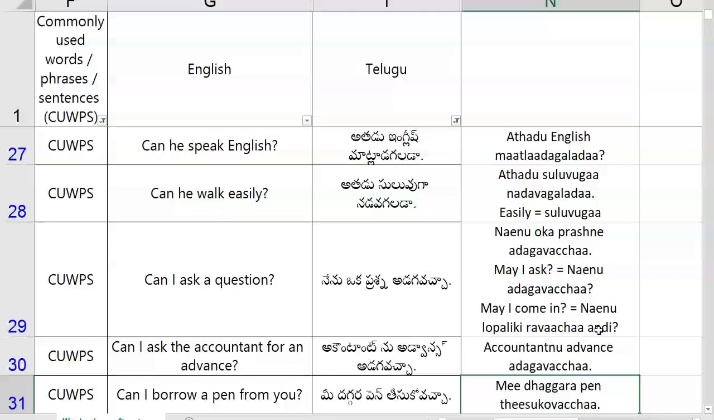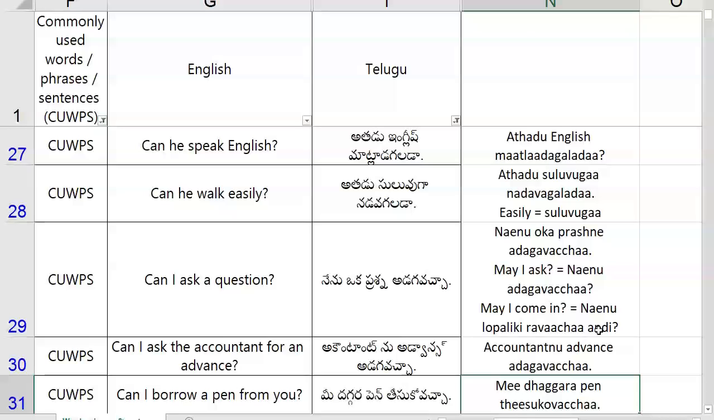But the word appu is used only when we are talking about money. If you are talking about any item like a car or computer or pen or any book, you don't use the word appu. Skip the word appu, then just say తీసుకోవచ్చా. So can I borrow a pen means నేను మీ పెన్ తీసుకోవచ్చా, నేను ఒక పెన్ తీసుకోవచ్చా. Can I borrow a book, నేను ఒక పుస్తకం తీసుకోవచ్చా. Similarly, if I say can I borrow some money, now I can use appu: నేను మీ దగ్గర కొంత డబ్బు అప్పు తీసుకోవచ్చా.